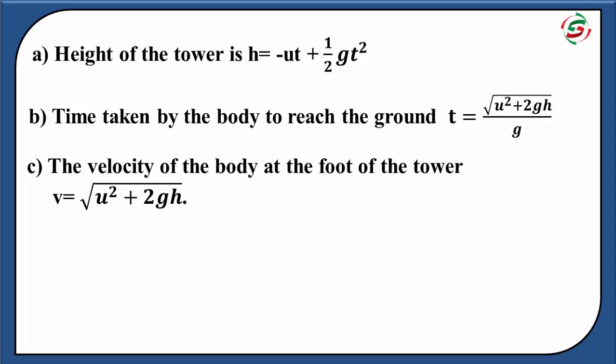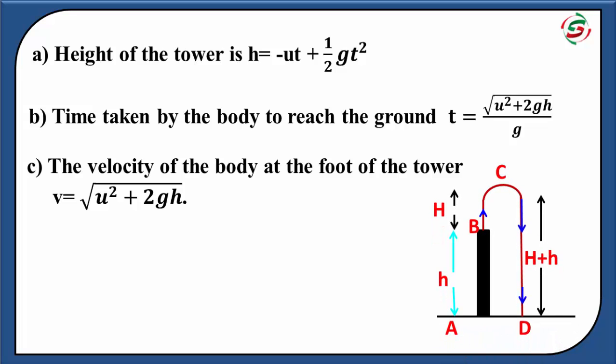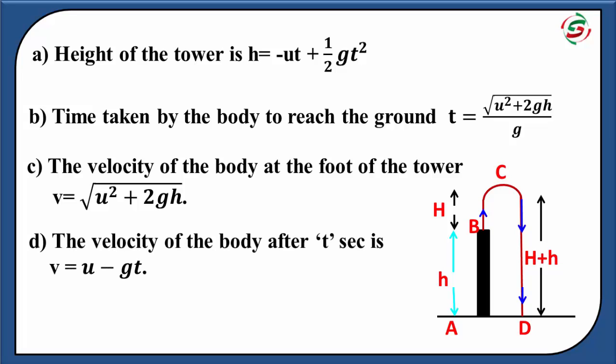Just I discussed the formulas, the final equations of the kinematic derivations. The velocity of the body at the foot of the tower is v equal to root of u square plus 2gh. To find that value, we use this diagram. And the velocity of the body after t seconds, that is v equal to u minus gt, with a equal to minus g. Now, using all these formulas, I am going to solve the problems from question number 64 to question number 94.